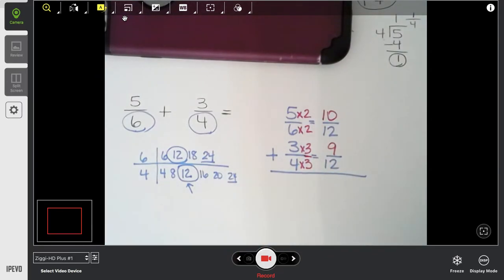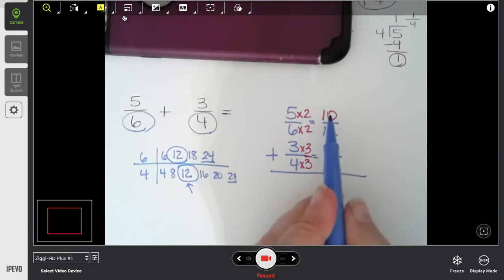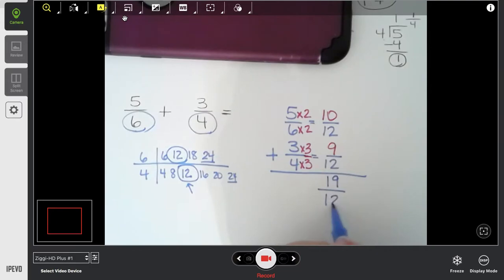Now I can add them up. 10/12 plus 9/12. 10 plus 9 is 19, and the denominator stays the same. I'm going to fix my improper fraction. How many 12s go into 19? Just 1. When 12 goes into 19 once, I take that 12/12ths out, and I'm left with 7/12ths behind. 1 and 7/12ths.